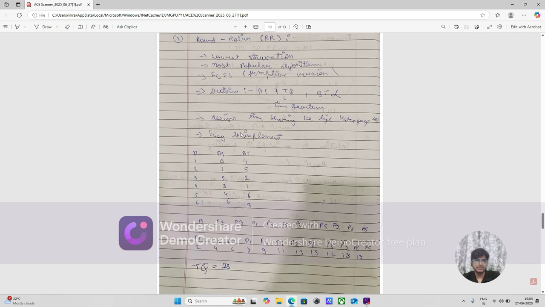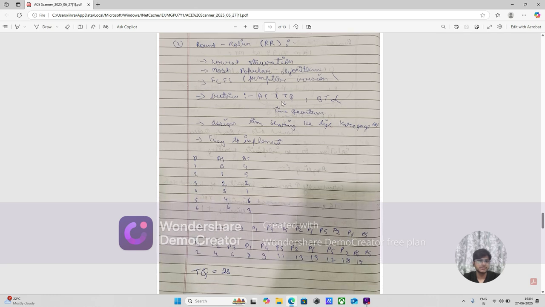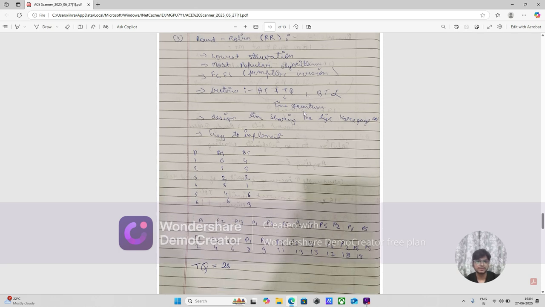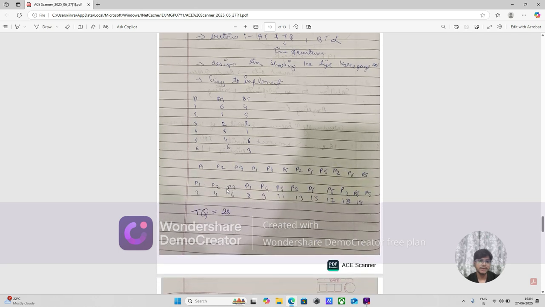Now we are going to learn the third algorithm, round robin, RR for short. It has the lowest starvation and is the most popular algorithm. It's a preemptive version of first come first serve. The criterion is time sharing, because you can see this is an easy example to implement. P1, P2, P3, you can see this example.